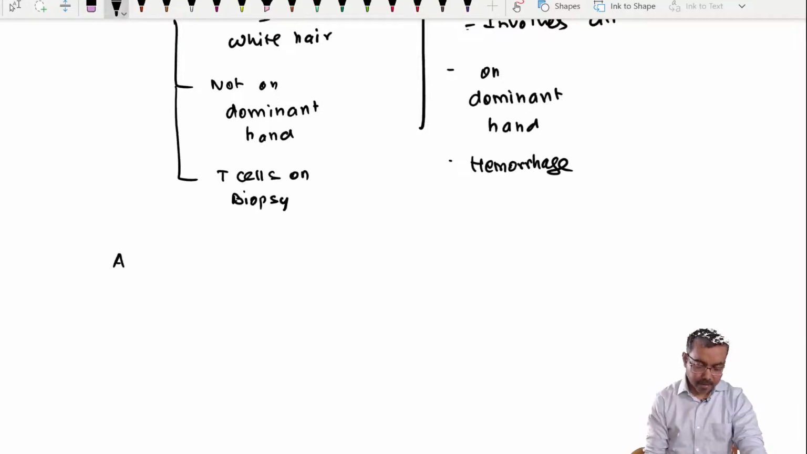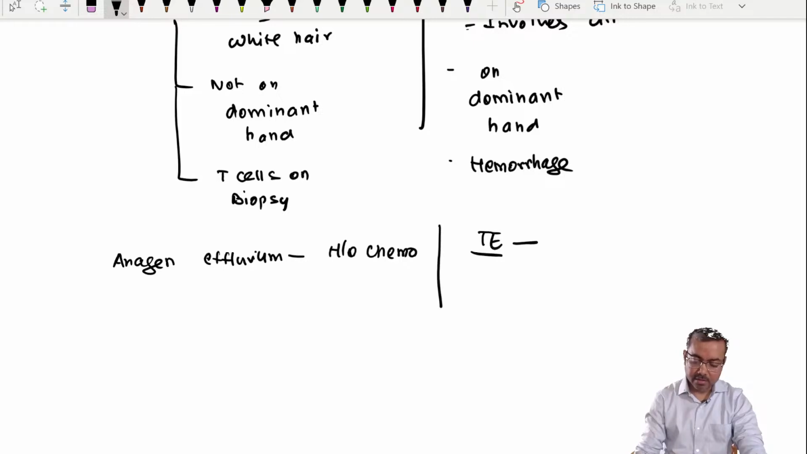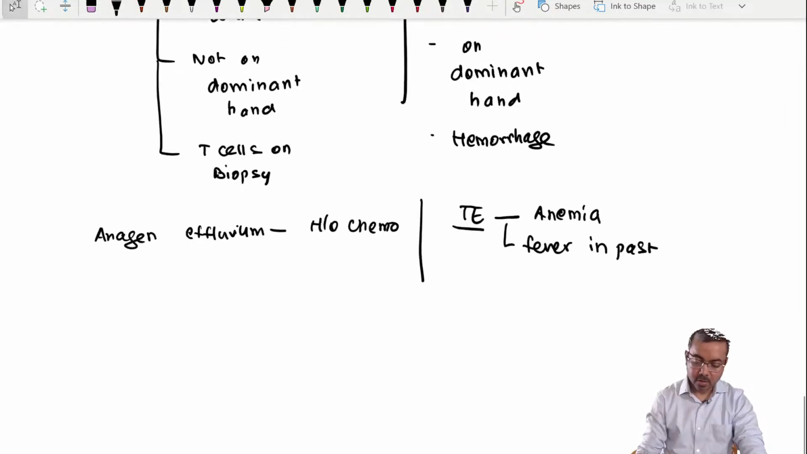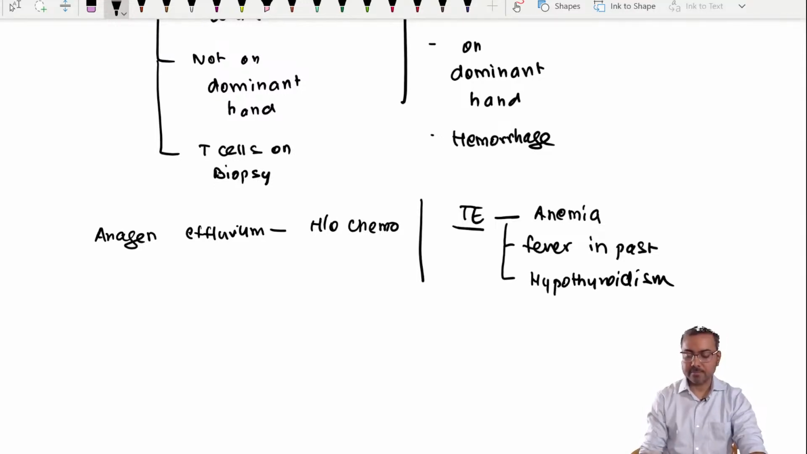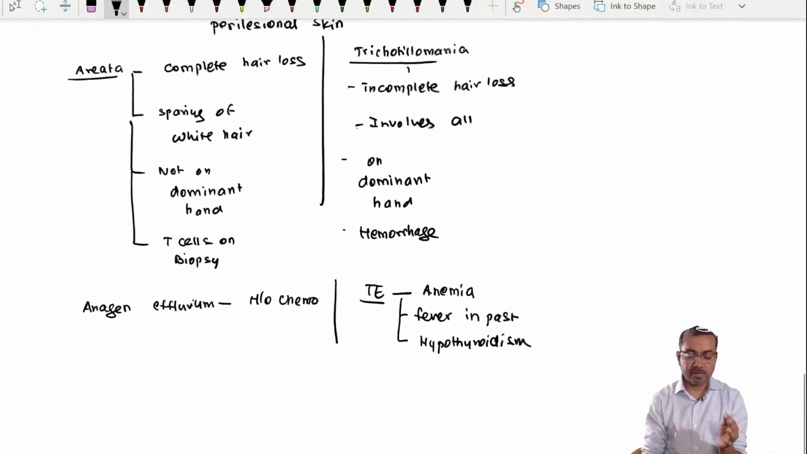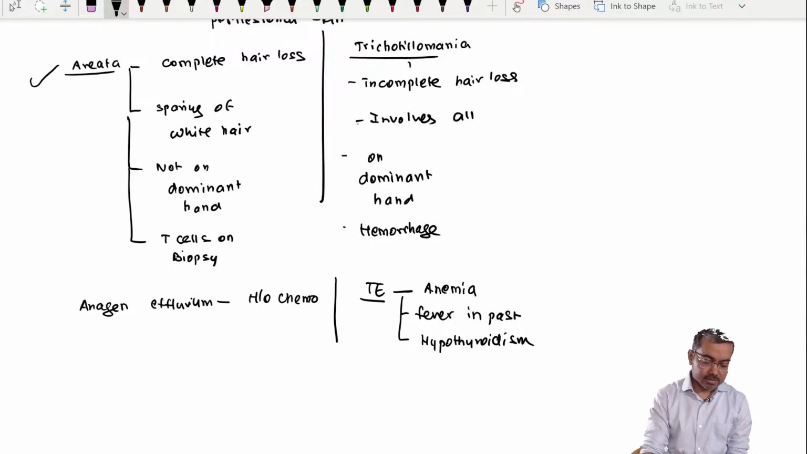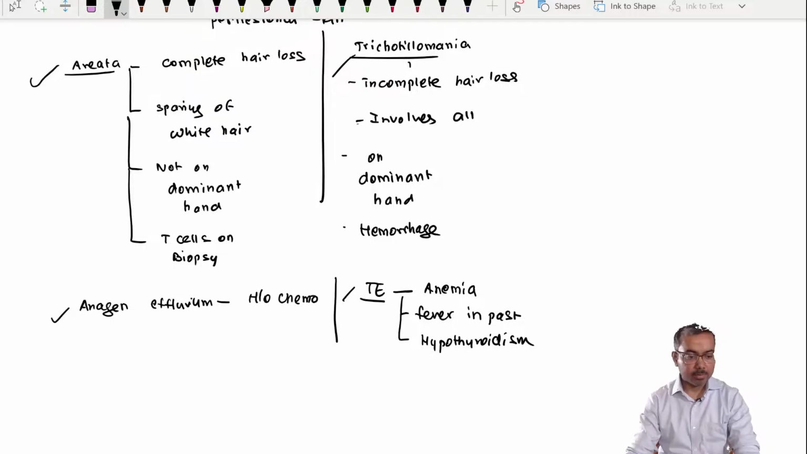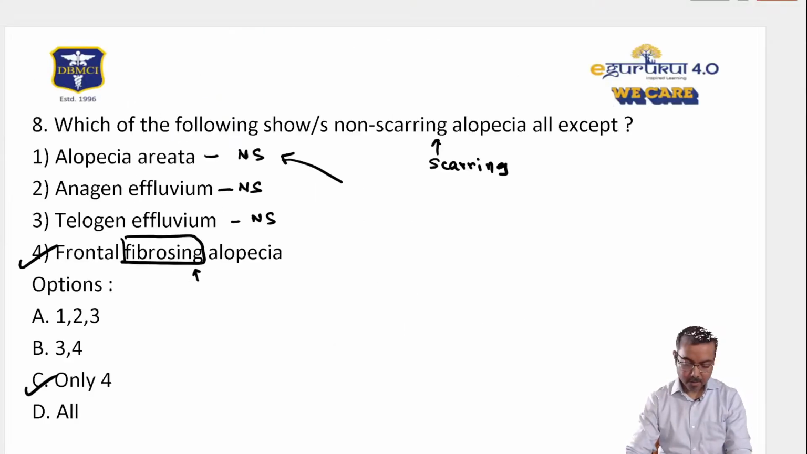Okay. Anagen effluvium, always remember there's going to be a history of chemo. That's something that will always feel fine. In telogen effluvium, TE, there's going to be a history of anemia, any severe fever in the past, or hypothyroidism. So look for this in MCQs on telogen effluvium. Now quickly we have covered 4 causes, all 4 are non-scarring alopecias. Non-scarring alopecia. Clear? Okay.